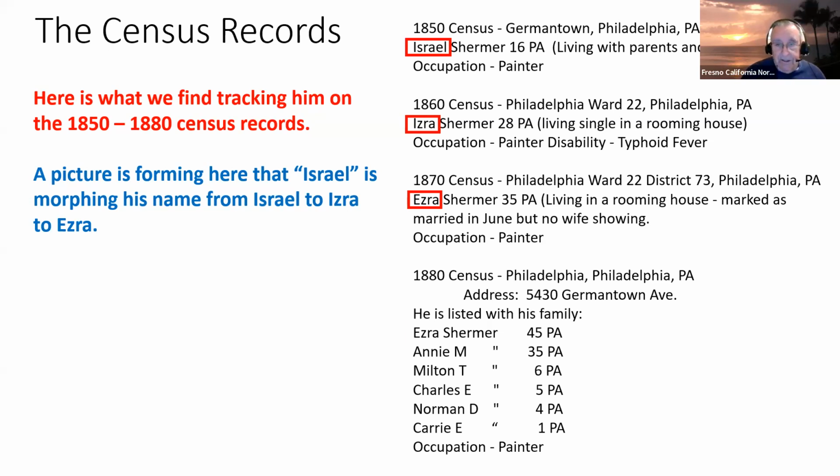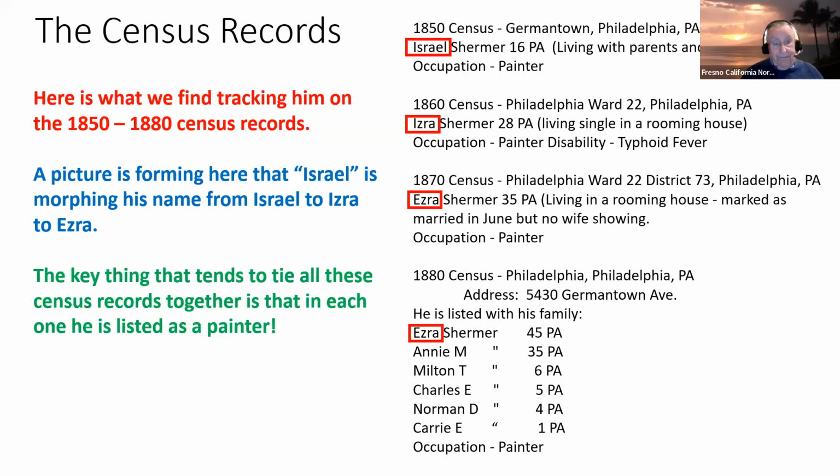And then in 1880, living on Germantown Avenue, which means he's back over in Germantown, is Ezra, who's 10 years older now, with a wife, Annie, and 4 children. And so our Israel, I'm sure, because we have no other records, our Israel has to be this guy. He's still a painter. He's still living in Philadelphia. He's got a very unusual last name, Shermer. And so we're going to go with Ezra as our Israel, which now opens up a whole family.